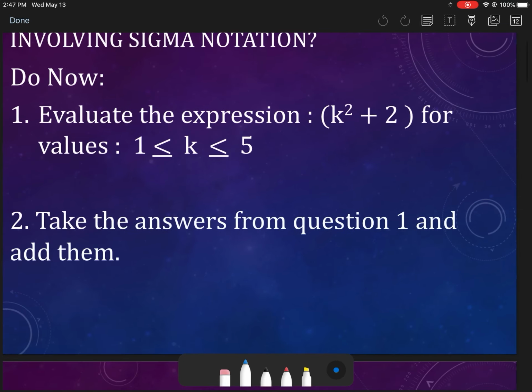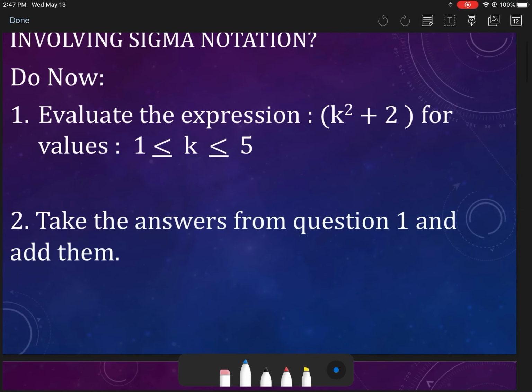4 minus 1 is 3. 9 minus 1, 8. 16 minus 1, 15. 25 minus 1, 24. We're going to add that all together. And we get 50. Okay.